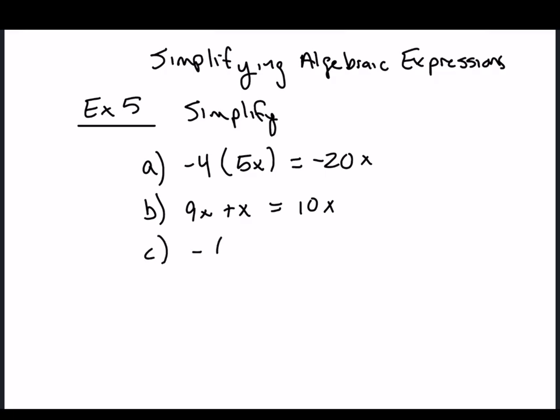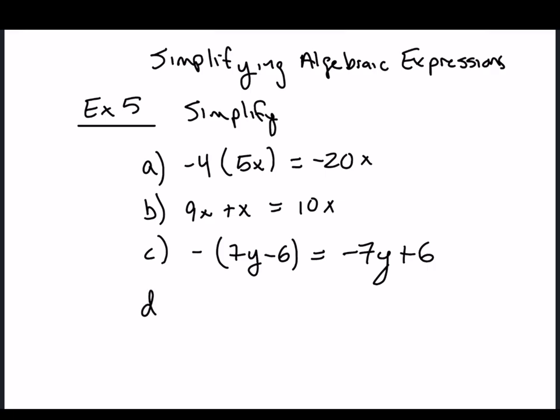What about the negative of the quantity 7y minus 6? This is one of those where we assume that the negative is -1. So we distribute that to the 7y, and we get negative 7y, and then we distribute it to the negative 6, and so we change the sign to a positive 6.